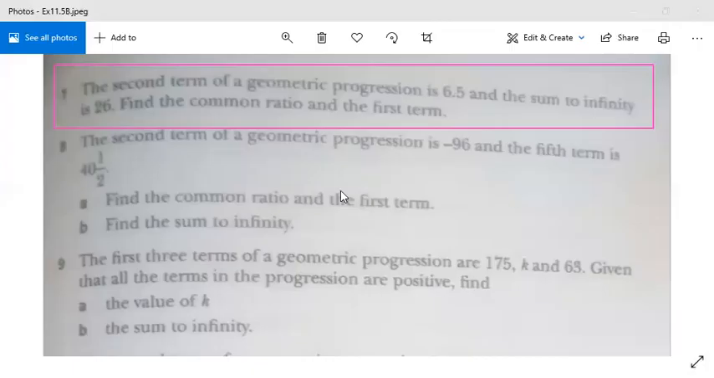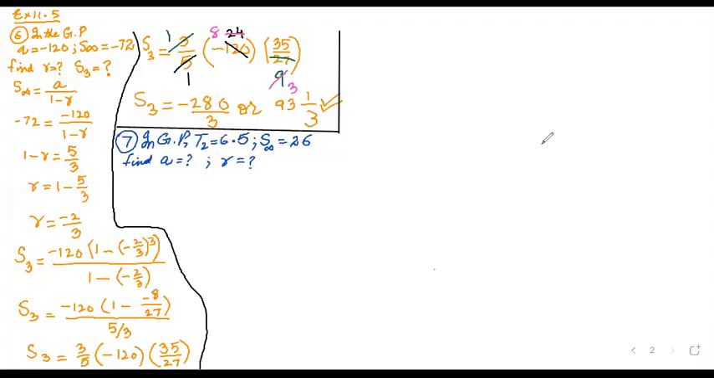In question number 7, the second term of a geometric progression is 6.5 and the sum to infinity is 26. Find the common ratio and the first term. As given in the GP, the second term is 6.5 and the sum to infinity is 26. We have to find A and R. So using the formula for a term, AR is equal to 6.5.